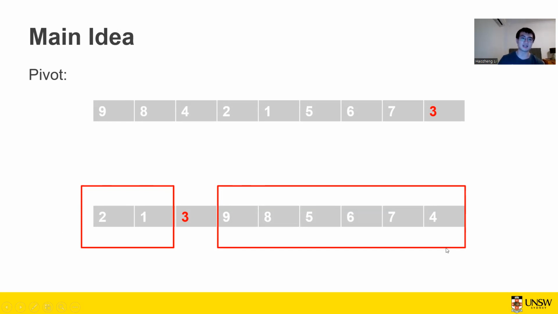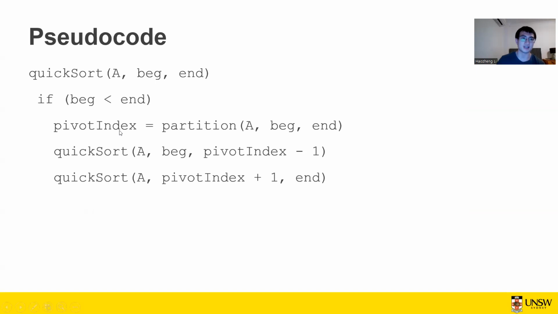That brings us the idea that maybe we can solve this problem by recursion. And that is the idea of quicksort. We can focus on this pseudocode. First, we make the index of the pivot the return value of the partition function, and then we recursively call the quicksort function. The first call of quicksort starts at the beginning and ends with the pivot index - 1. The second one starts at the pivot index + 1 and ends at the end.